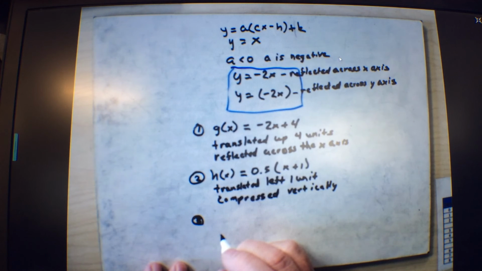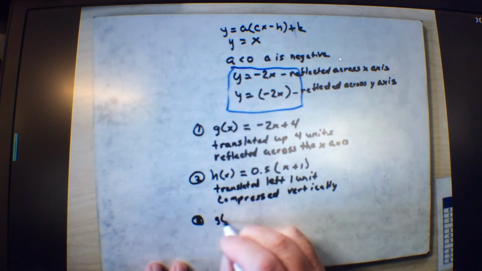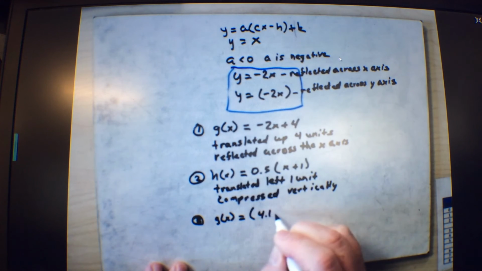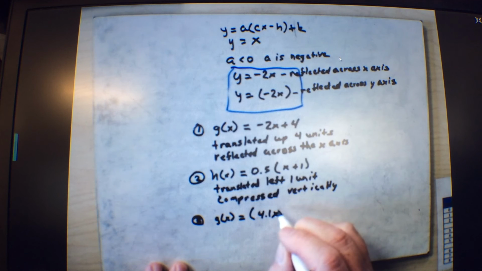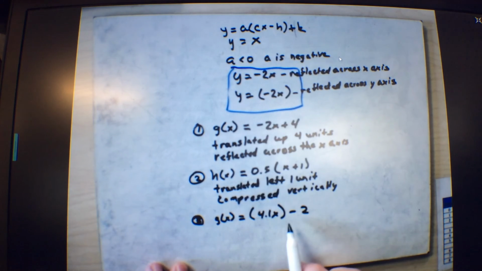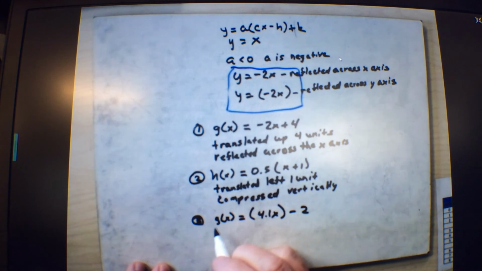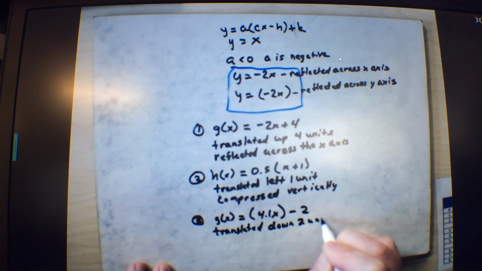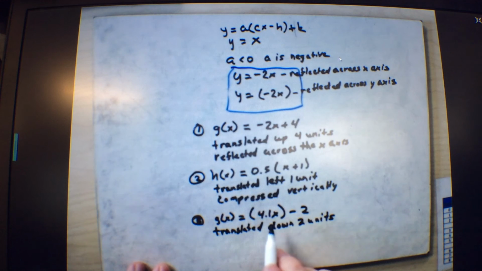Here we go. G of x equals parentheses 4.1x minus 2. Okay, let's start with the minus 2. That seems to be the quickest, Charlie. What would that be? Okay, translated down. How many? 2 units. Very good, Charlie.